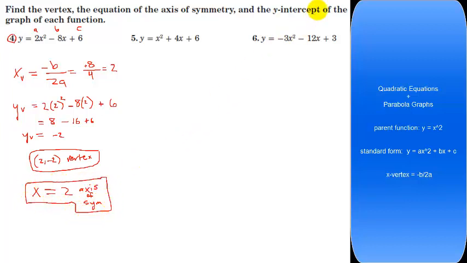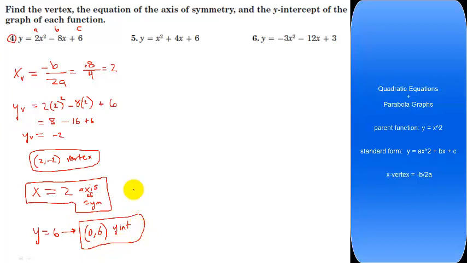And lastly, the y-intercept. To find the y-intercept, we have to plug in x as 0. But because this is in standard form, the y-intercept is the c value. So y equals 6, which means the coordinate point (0, 6) is the y-intercept.